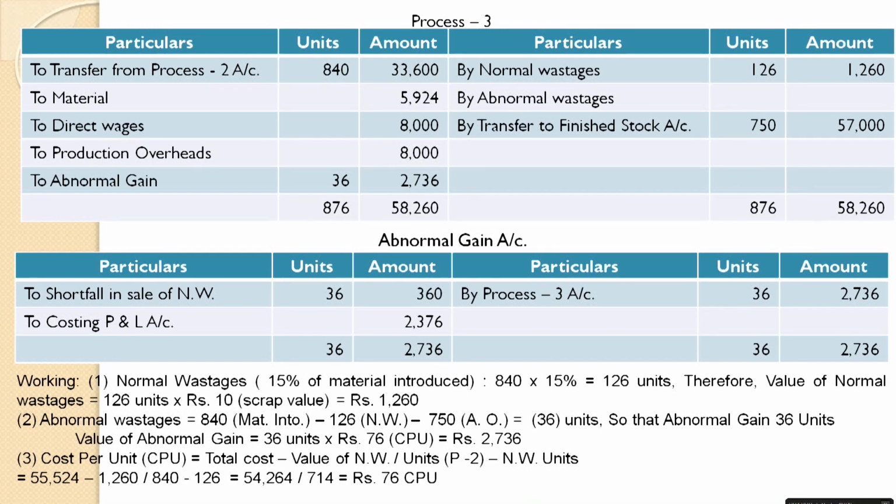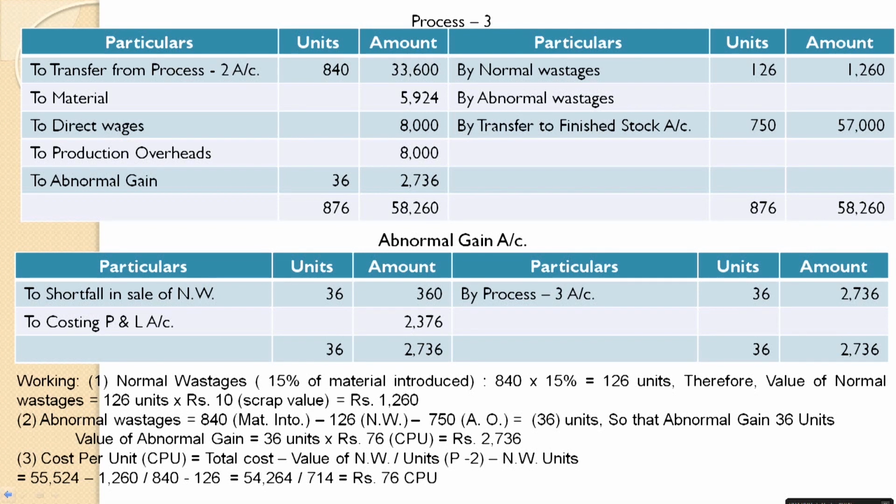How can we identify the abnormal gain value? Again in the same way as we calculated the abnormal wastage value in the last process, multiplied by the CPU. That means we need to identify the CPU first. See working number 3, cost per unit, same formula: total expenditures minus value of normal wastage, divided by the total units introduced in this third process minus normal wastage units.